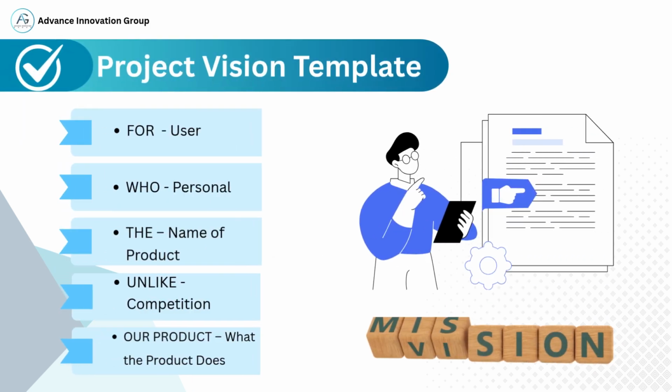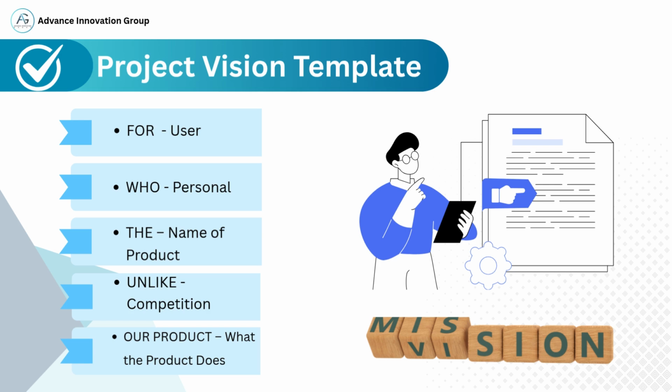Now let's understand how to write a project vision statement using a simple and practical template. This template helps you focus on the most important elements of a project vision in a structured format. Here's the format. For: Who is the target user or customer? Who: What is the specific need or persona of that user?